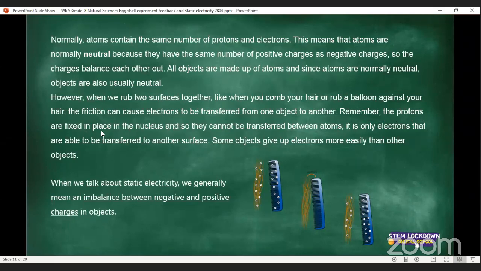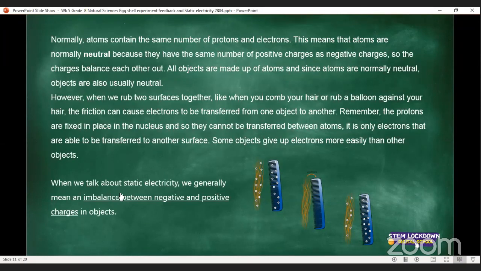So remember that the protons are fixed in the nucleus, so they cannot be transferred. It is only the electrons that are able to be transferred to another substance. Some objects give up electrons more easily than other objects. So you see your hair here in this diagram, and you see your comb. Initially, your hair and your comb were neutral. But when you start rubbing them against each other, the charges start moving, and one material, the comb, would lose electrons and your hair would gain electrons, and this is why your hair starts to stand.